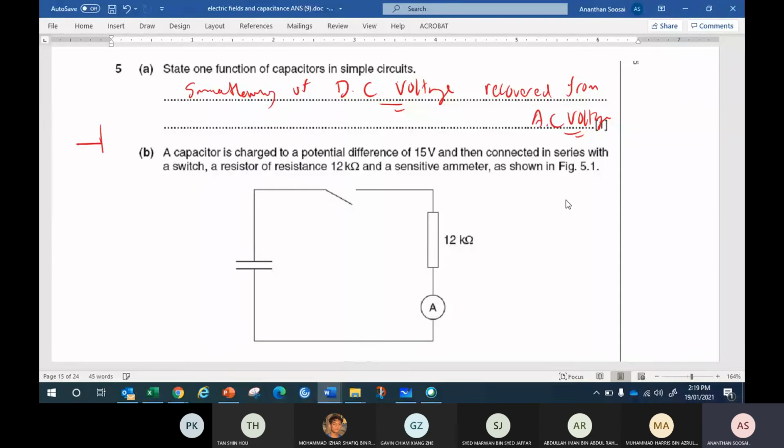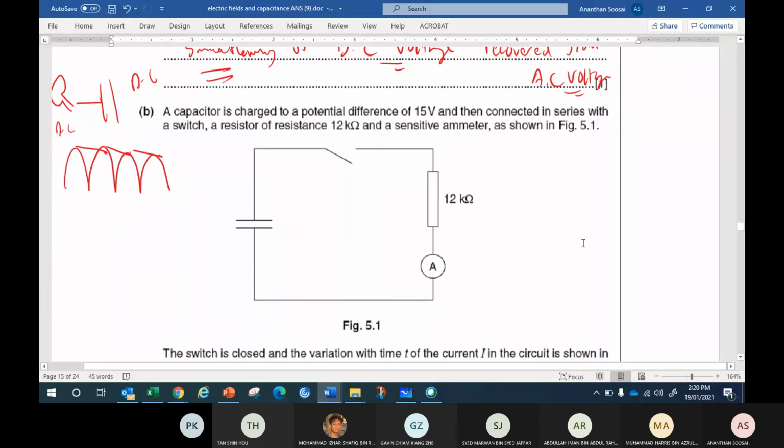Another function of capacitor is what? To block DC current from flowing, and at the same time allow AC to flow in the circuit. That's another use. But the easy one is the smoothing. Smoothing of DC voltage recovered from AC voltage. Okay, acting as a smoother. You know the ripple, right? The ripple, I think from form 5 we learn, right? The ripple of DC, we smooth by using a capacitor. Okay. Okay, B. Okay, look at B.